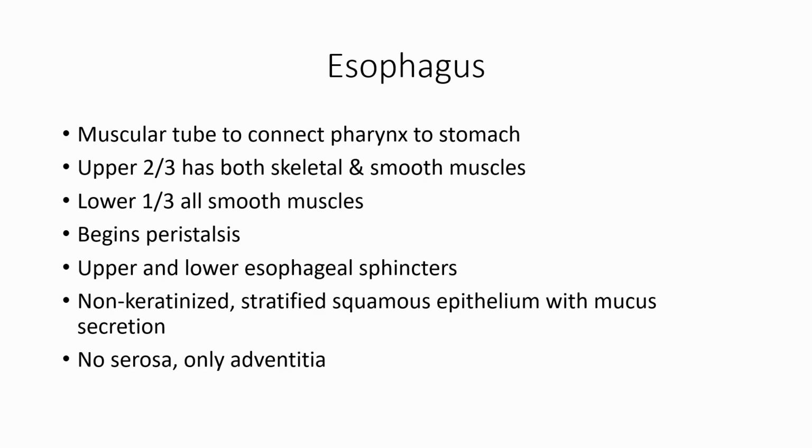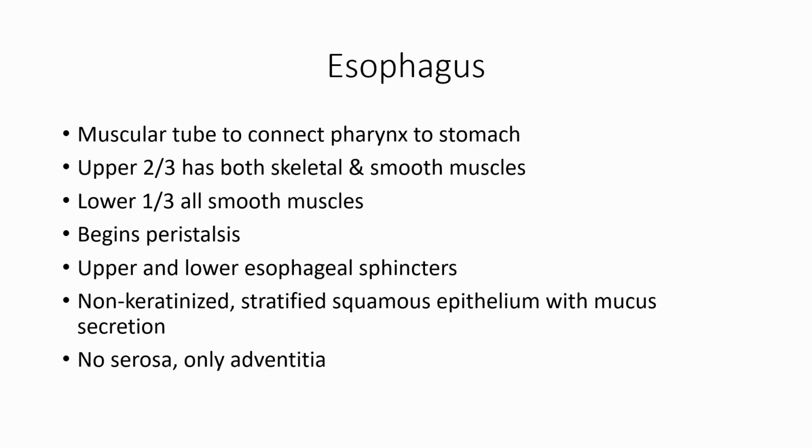Then we get to the last thing we're going to talk about in this video, and that's the esophagus. This is just a very muscular tube that's going to connect our pharynx down to the stomach. The upper 2/3 have skeletal and smooth muscle, but the bottom third is going to be smooth muscle only. This is what's going to start peristalsis, that rhythmic contraction, right? So that we can purposely and easily move food from the mouth area down towards the stomach.